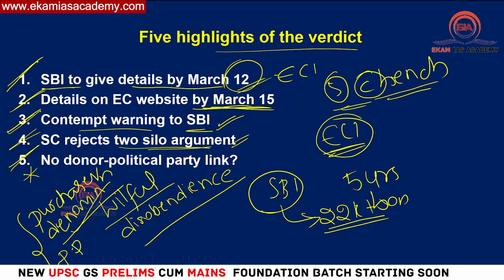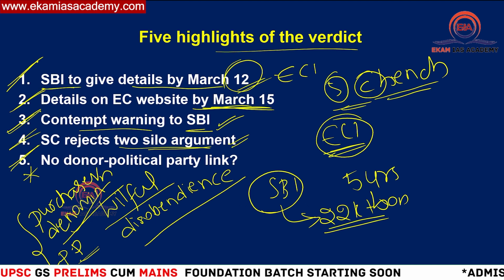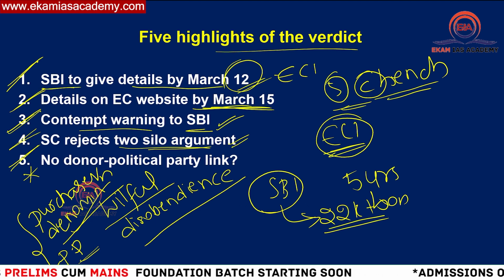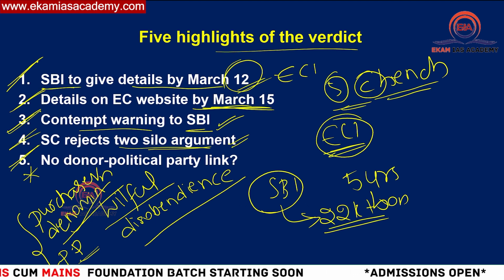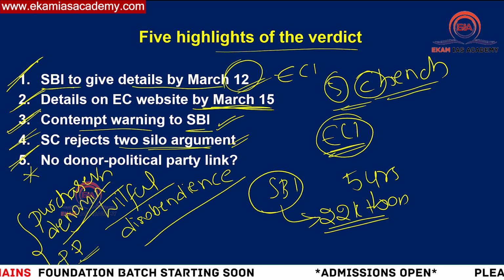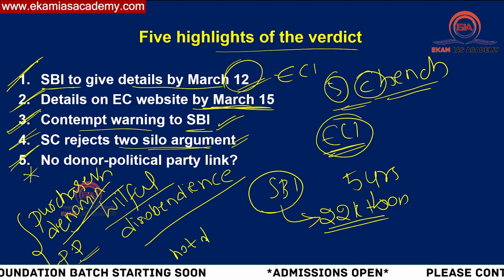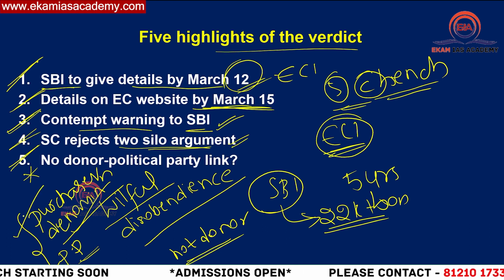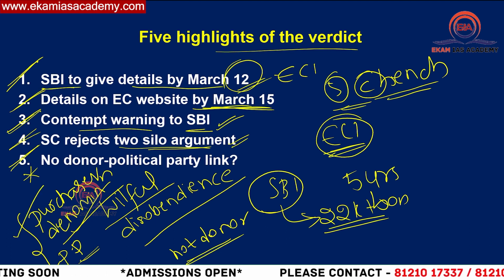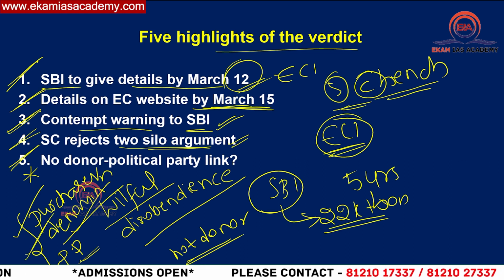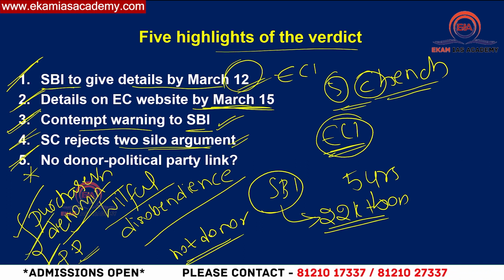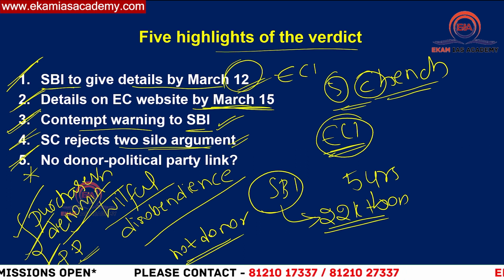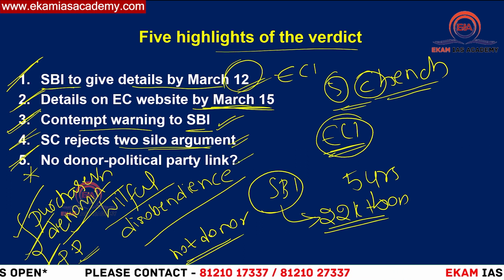However, the Supreme Court recently, based on the SBI's request, has given acceptance not to link the donor with the political party. That means what will be disclosed by the SBI? Who purchased the electoral bonds, their details will be revealed, and the denominations, how much they bought, and how much the political parties encashed, meaning how much they have used as part of the electoral bonds.